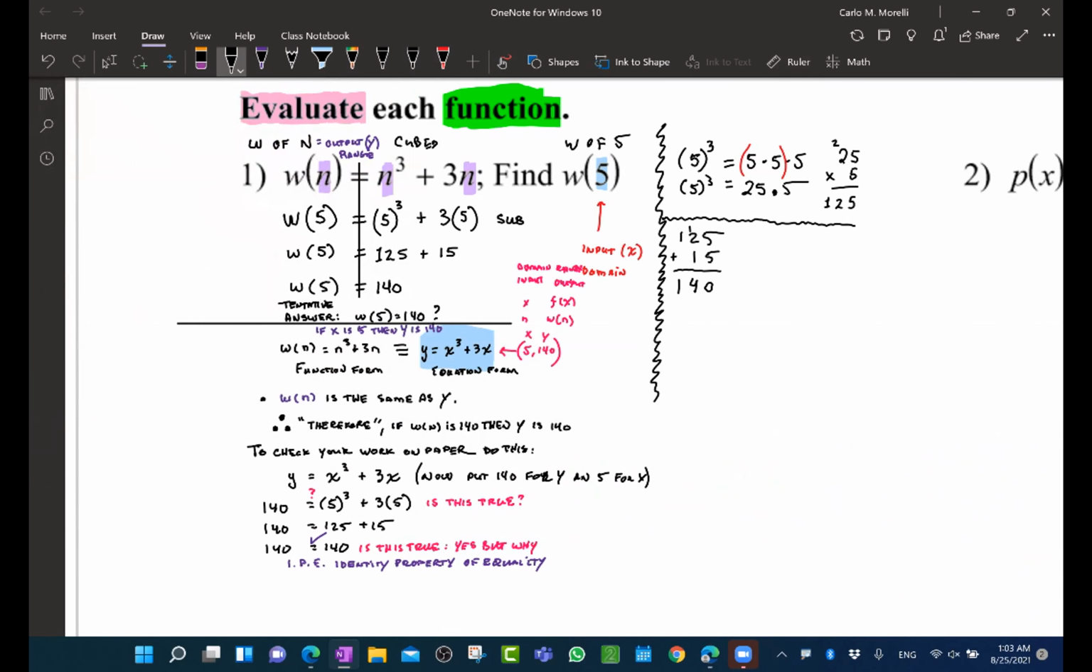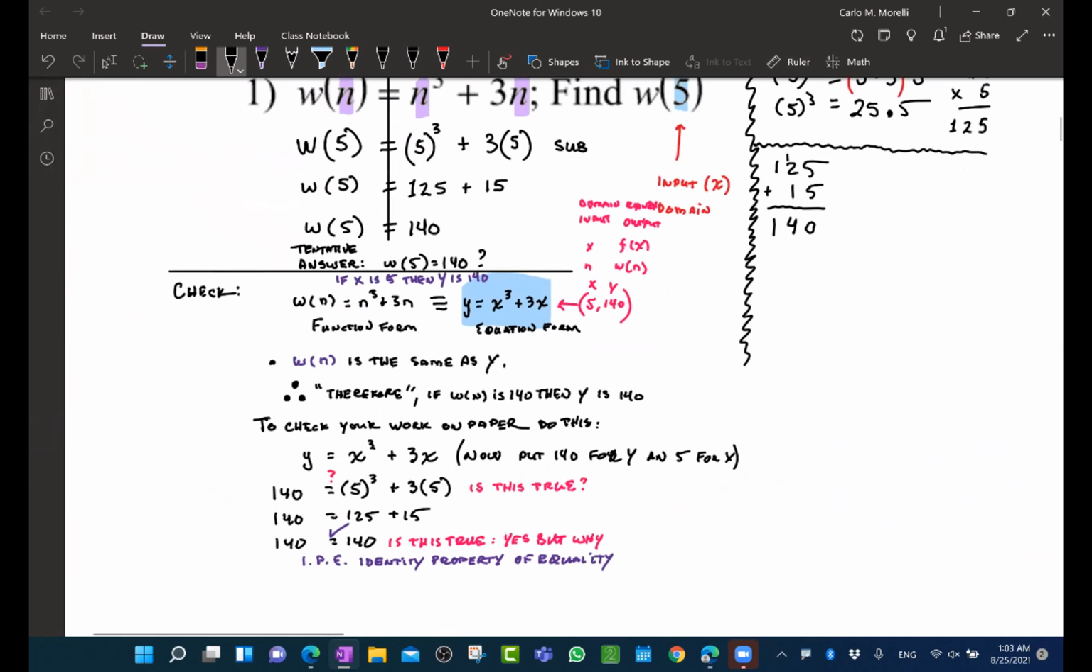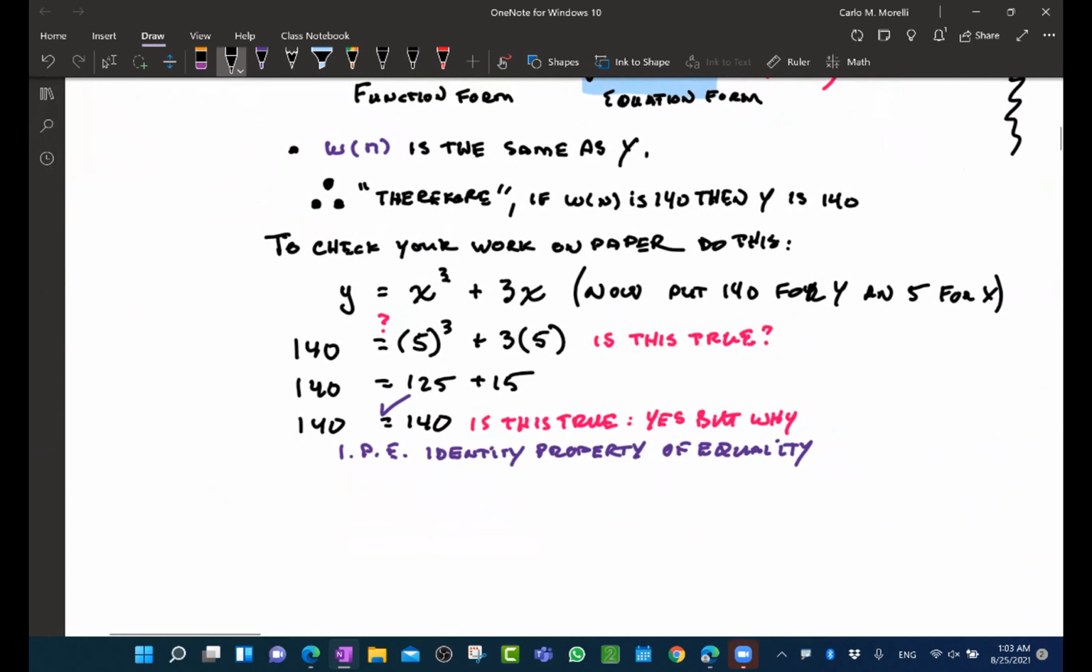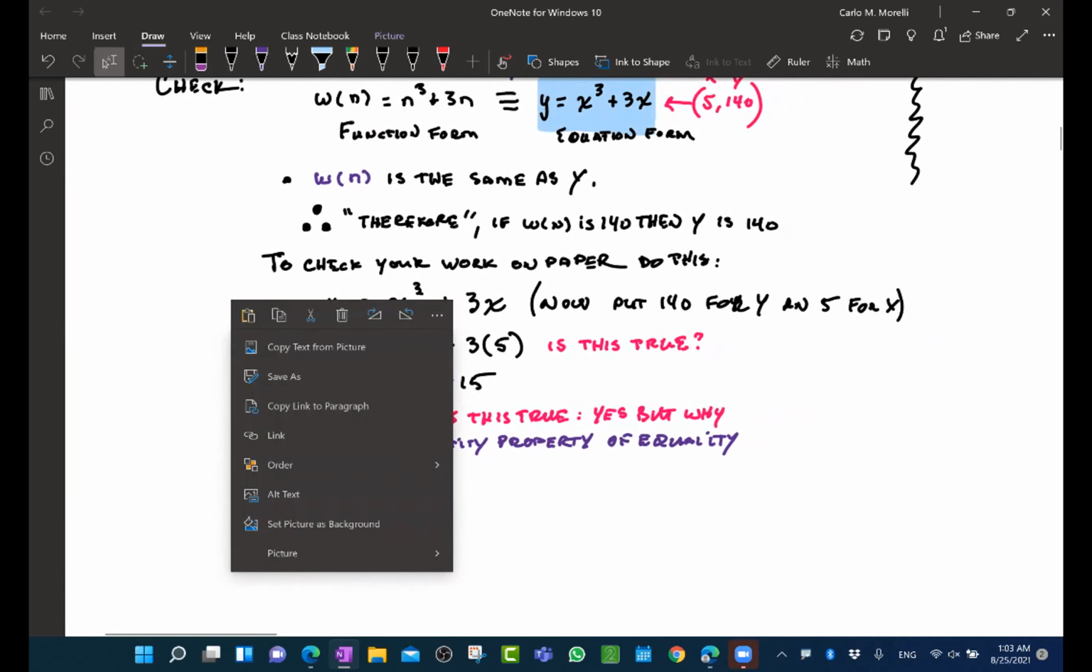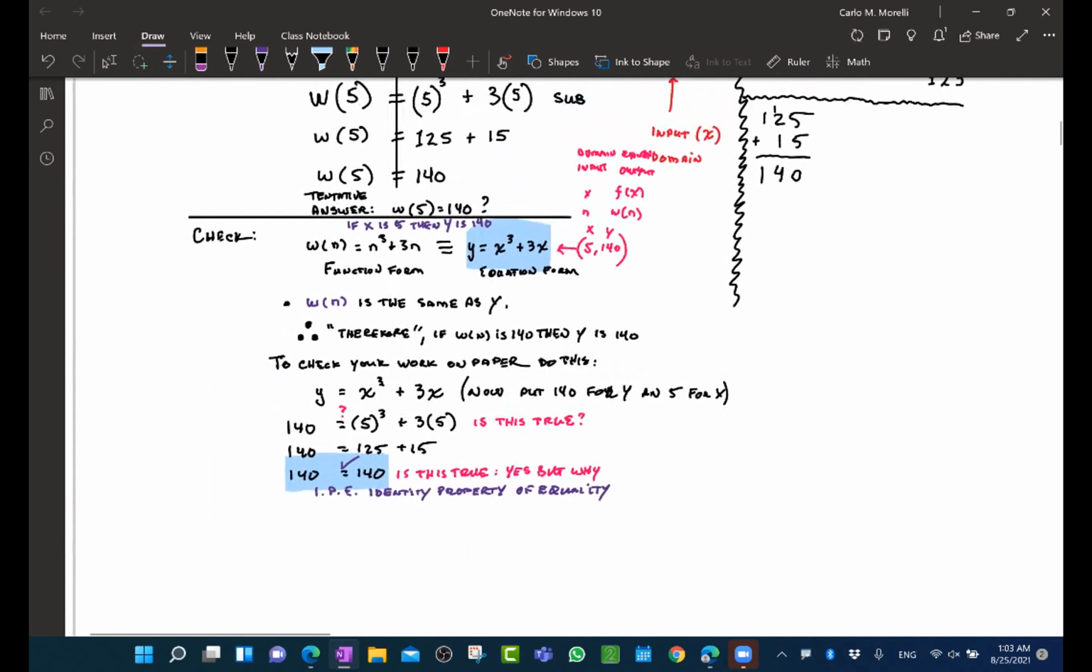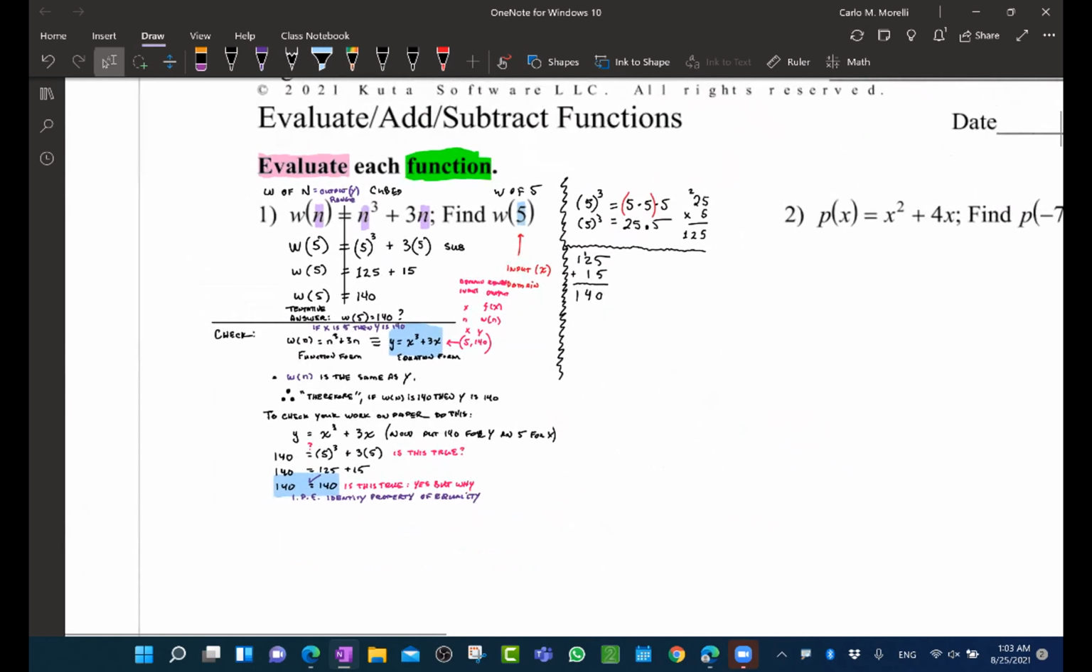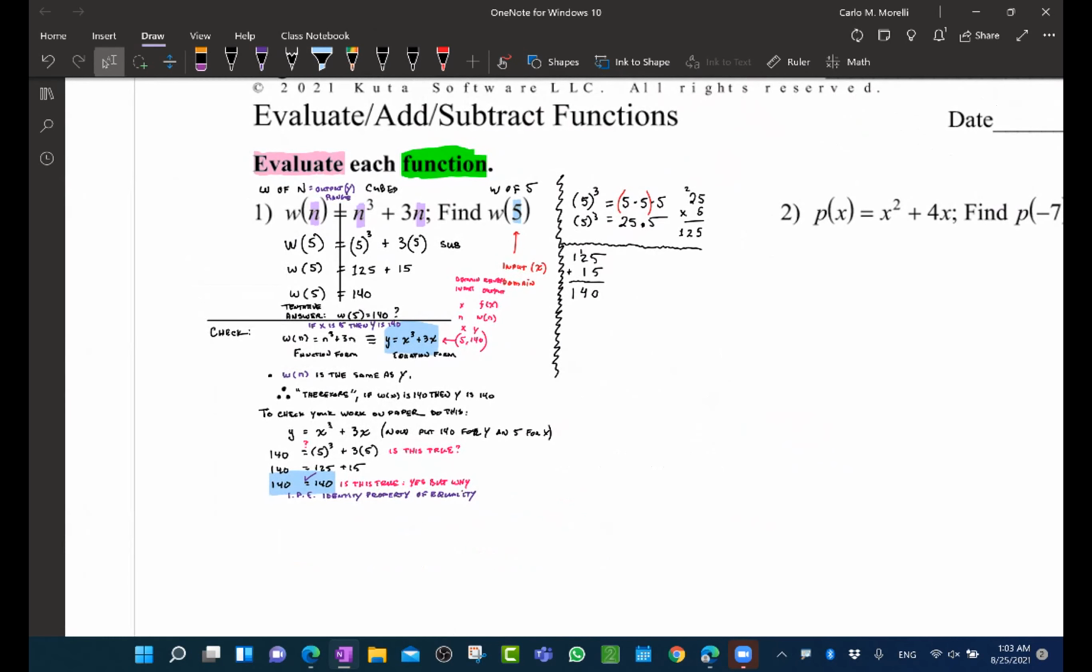And then here's where we started our check. Okay, we have to check our work. And so down here, I want to see this. This is so important, right? This line right here is the verification that you're correct if you're doing the work on paper. Okay, so for this problem, I want to see all of this.